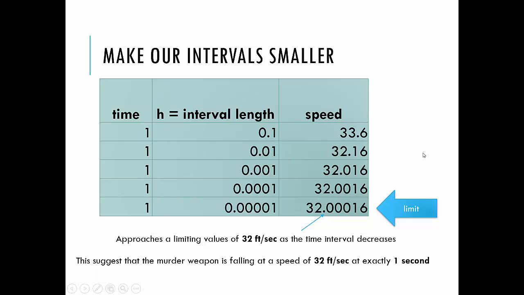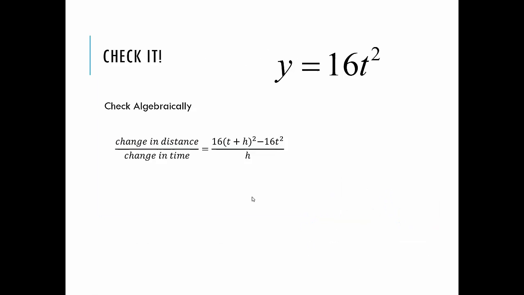So this would suggest that the murder weapon is falling at a speed of 32 feet per second at exactly 1 second. So what we're doing when we're making our intervals smaller and smaller and smaller is we're starting with an average rate of change and we're getting to an instantaneous rate of change.